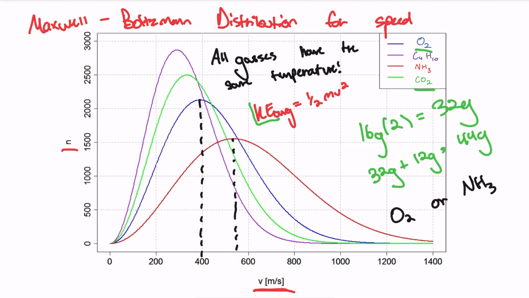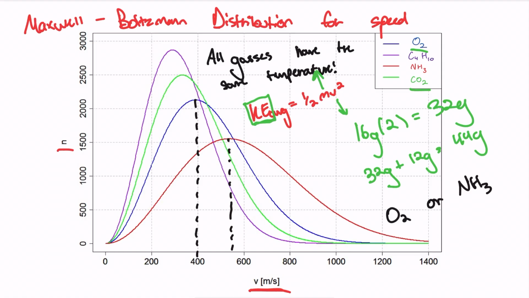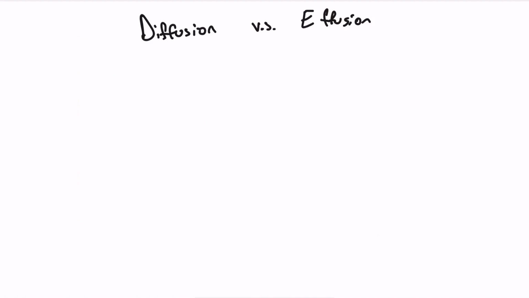Well, if both of these gases still have to have the same average kinetic energy, but our ammonia gas is quicker, then we know that it must have a lighter mass than the oxygen gas. And conversely, if we know that our oxygen gas is a little slower than our ammonia, then we know that it must have a heavier mass. And that's everything you need for interpreting the Maxwell-Boltzmann distributions. They're honestly not that hard. The last part of this video will cover the difference between diffusion and effusion.